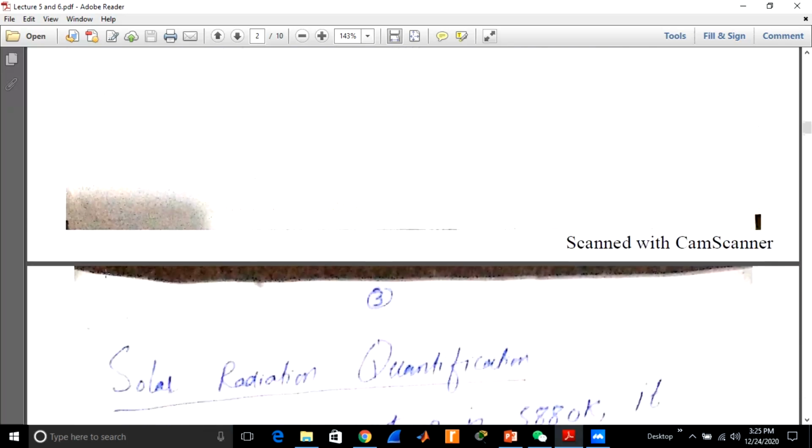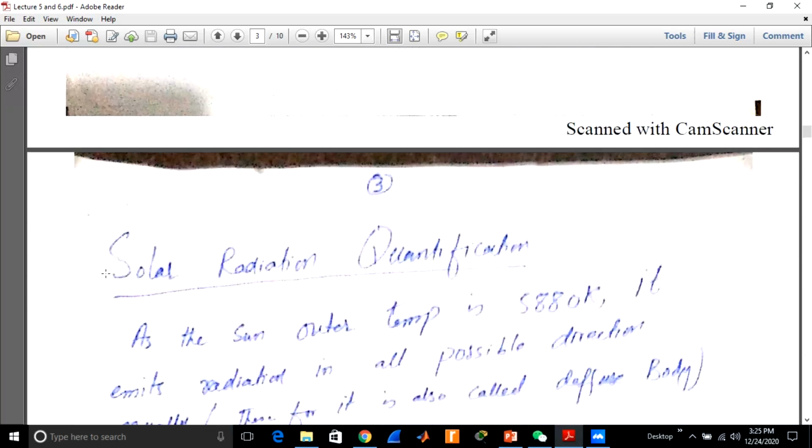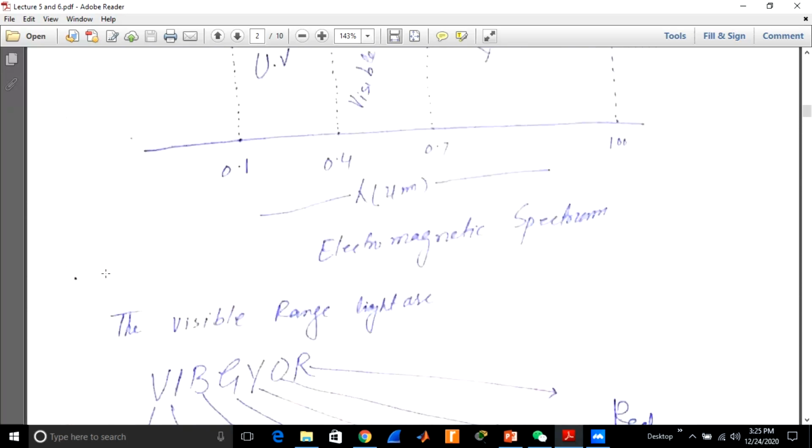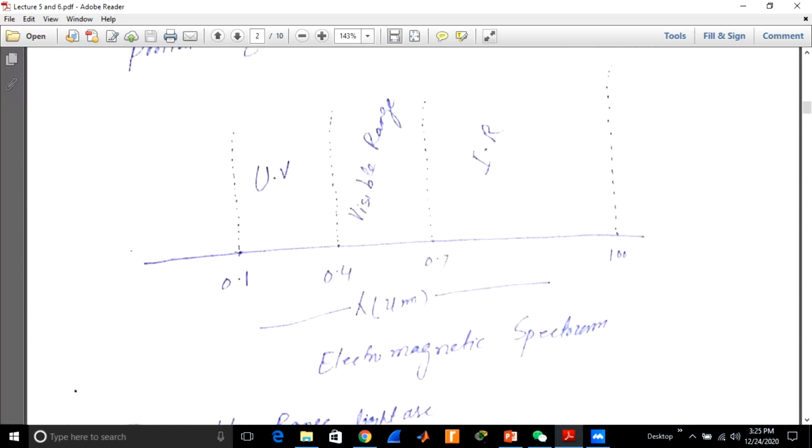Now we study the solar quantification. This is the overall quantification of the rays. The rays from 0.1 micrometer to 100 micrometer can be divided into three different bands: ultraviolet band, visible range, and infrared band. These bands start from 0.1 to 0.4, 0.4 to 0.7, and 0.7 to 100.